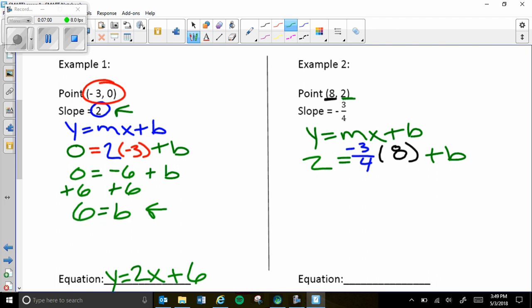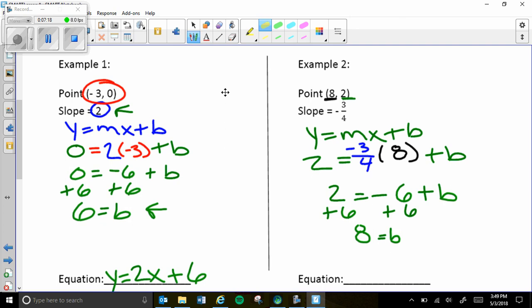So -3/4 times 8 gives me -6. And again, it's still equal to 2. I just need to get b by itself. So I add 6 to both sides, which gives me b equals 8. Now I have a slope and I have a b. So I have both things I need in order to write the equation of this line. Y equals m, which is -3/4, x, and in this case b is 8, so plus 8. And that's the equation of my line.